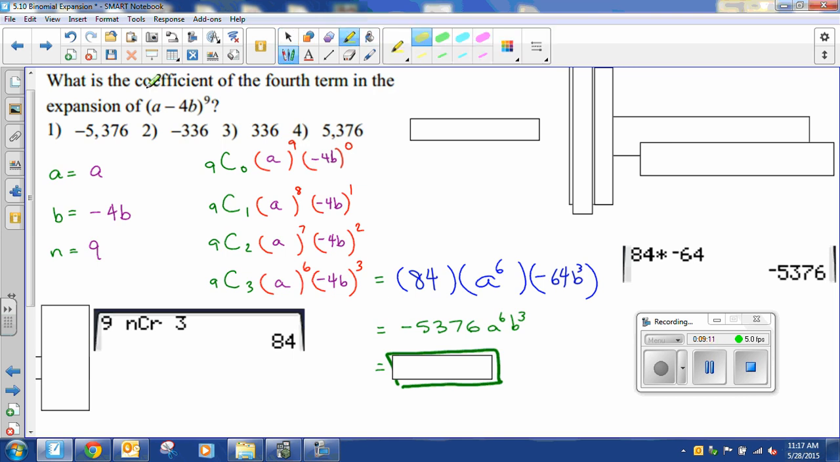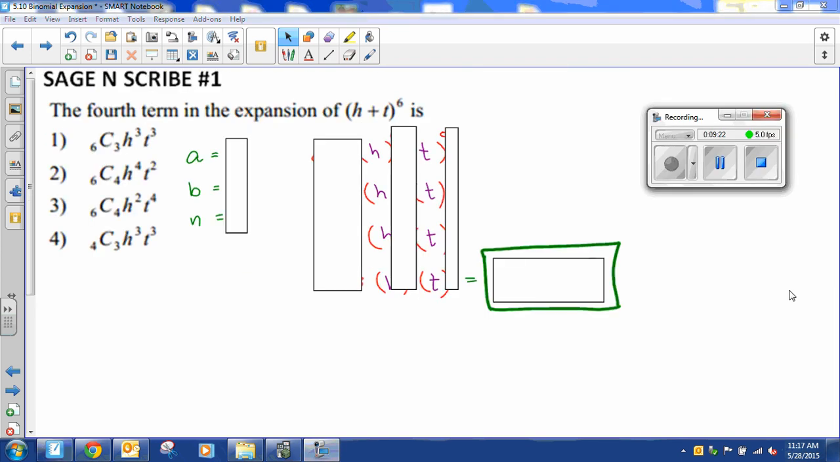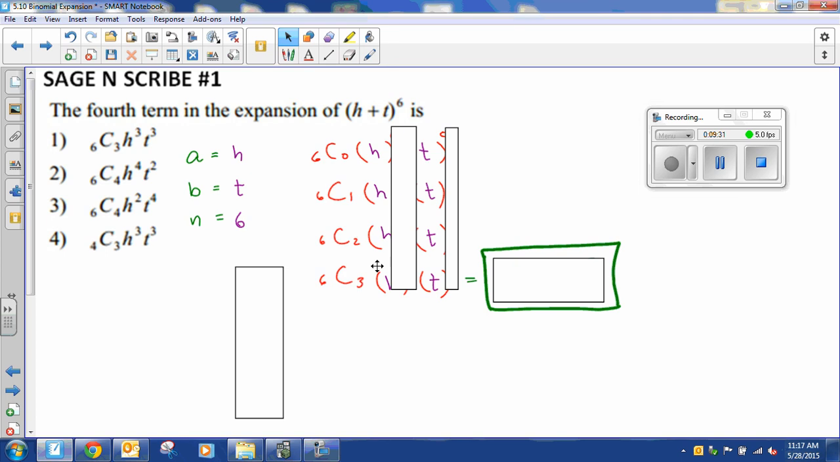They only wanted to know the coefficient. So the answer is answer choice 1. It's negative 5,376. If you feel comfortable with the lesson, you can stop here. Here's a couple of Sage and Scribe examples. I'll just go very quickly and just show you the results.